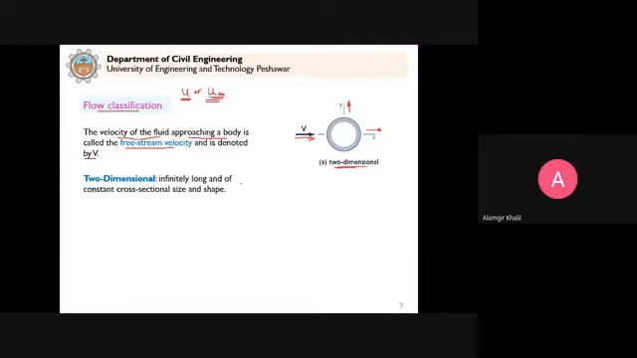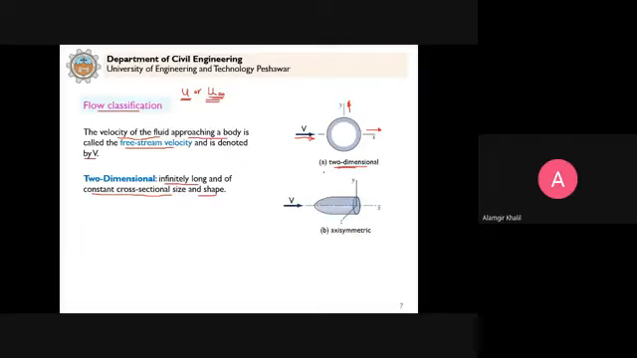Now, flow classification. We can have two-dimensional. What does it mean? Infinitely long and of constant cross-section size and shape. So you can see here that when this fluid passes a body, then it is two-dimensional because it can have x and y components.